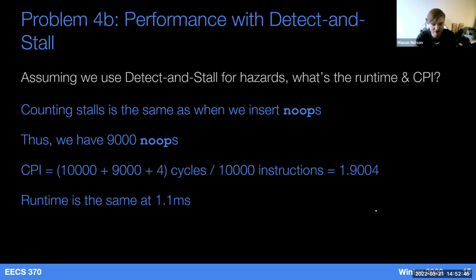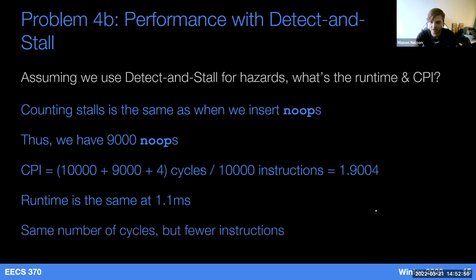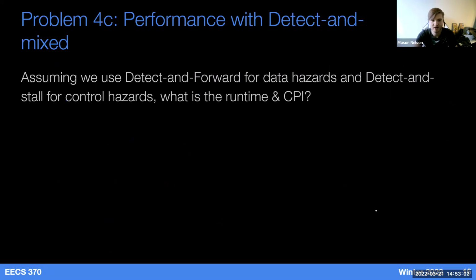So our runtime is going to be 1.1 milliseconds. All right. And as we said before, this is going to be just barely better than a single cycle, but still not our theoretical minimum for a multi-cycle processor. So let's move on and see if we can improve this.